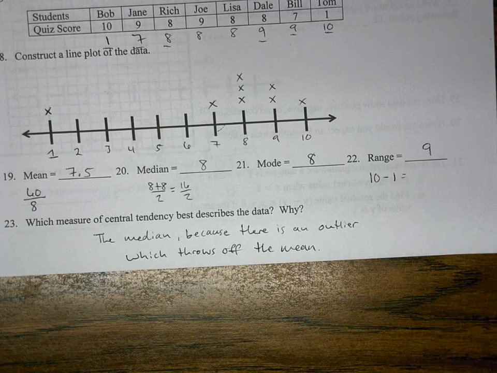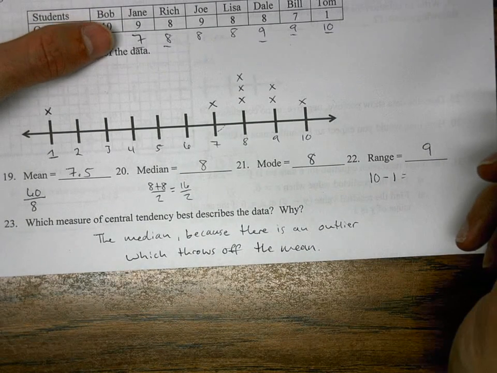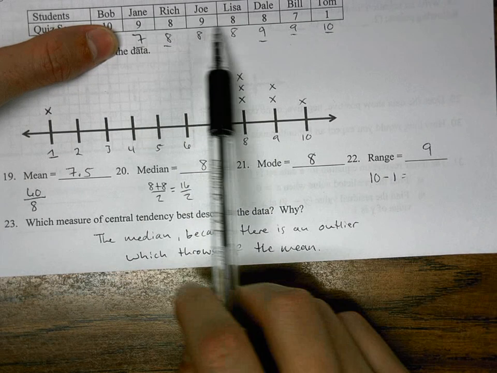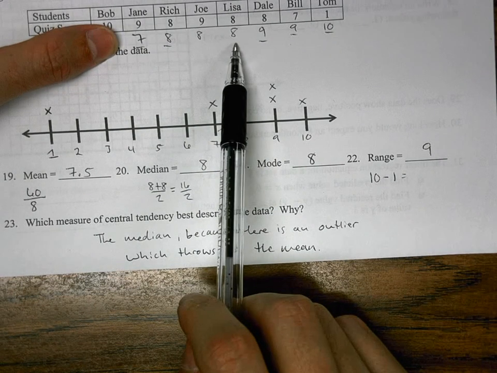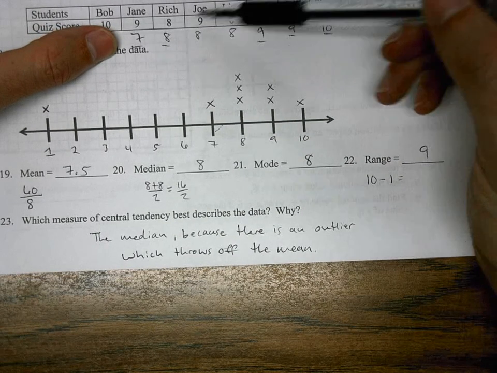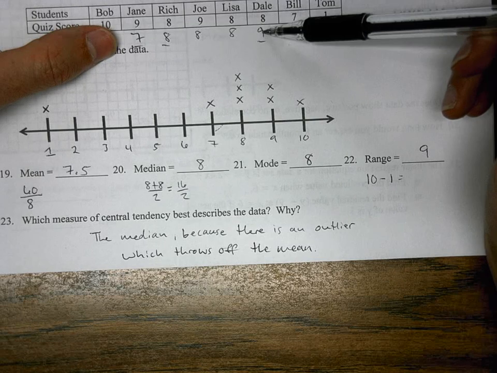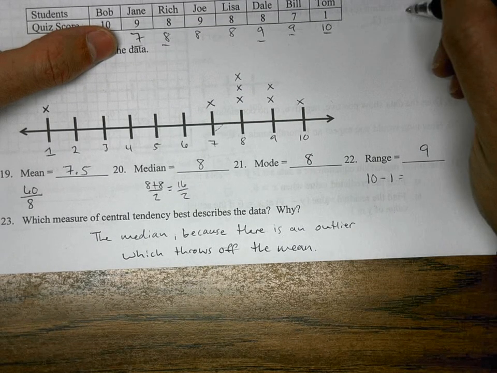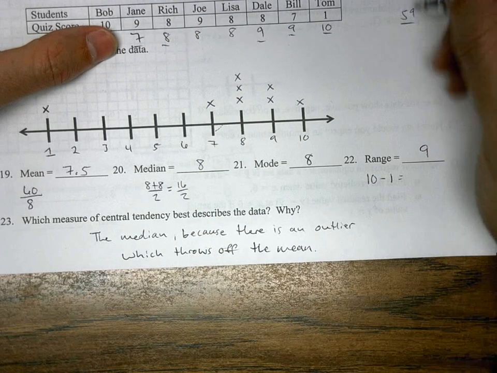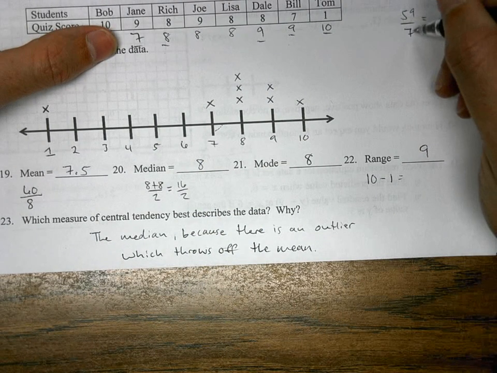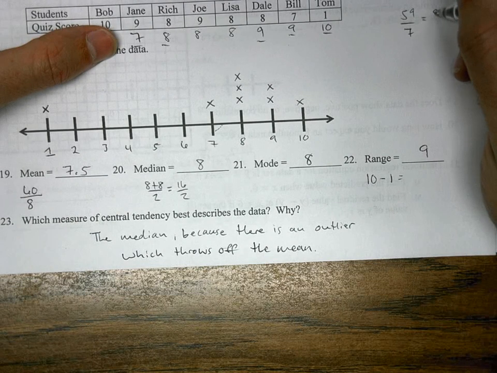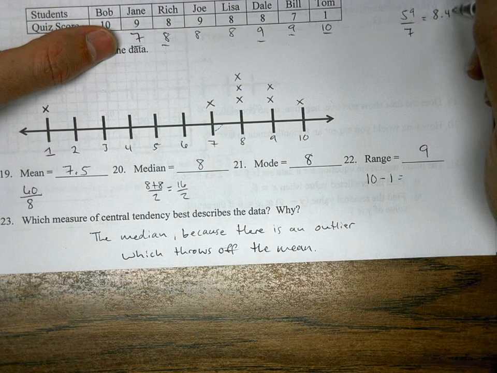See, if you were to throw the 1 out of there and not include the 1, 8 is the middle number, so the median wouldn't change. But if you were to do a new average, 15, 23, 31, 40, 49, 59, divided by 7, you would end up with like an 8.43.